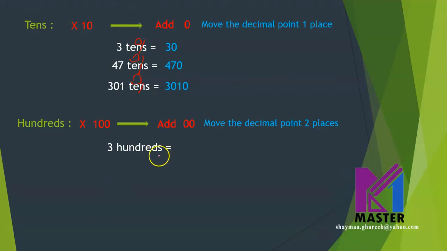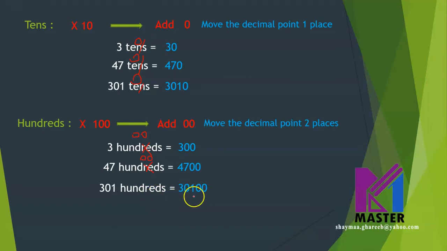3 hundredths means 3 times 100. So I can cross the word hundreds and I add 2 zeros instead. So it will be 300. If I have 47 hundredths, I will multiply the 47 by 100. So it will be 4,700. I can just cross out the hundreds and put 2 zeros. 301 hundredths, so I will do exactly the same by adding 2 zeros.